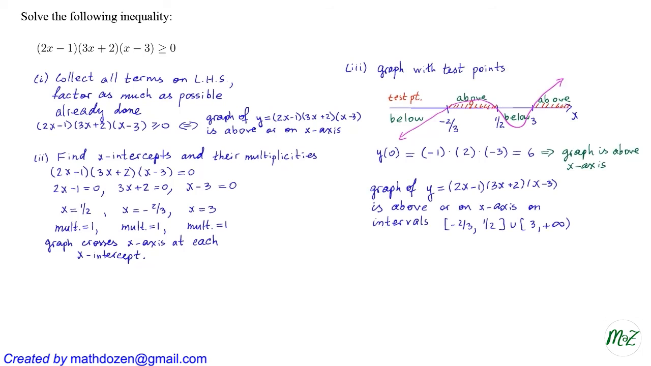So we have that the graph of y equals 2x minus 1 times 3x plus 2 times x minus 3 is above or exactly on the x-axis on the intervals -2/3, 1/2, with square brackets, together with the interval from 3 to +infinity with a square bracket. So that gives us the solution set to the original inequality to be exactly the same collection of intervals. So it's -2/3, 1/2, together with 3 up to +infinity. And we have square brackets next to all finite points.